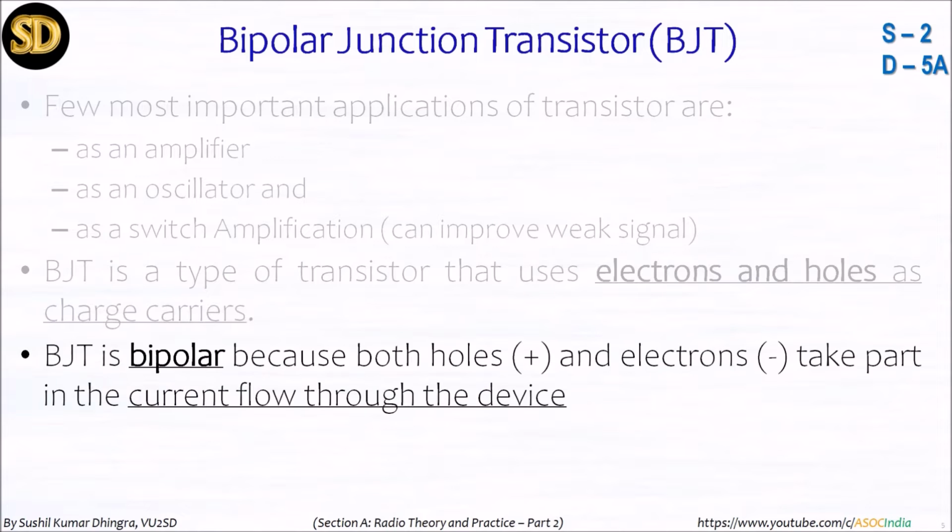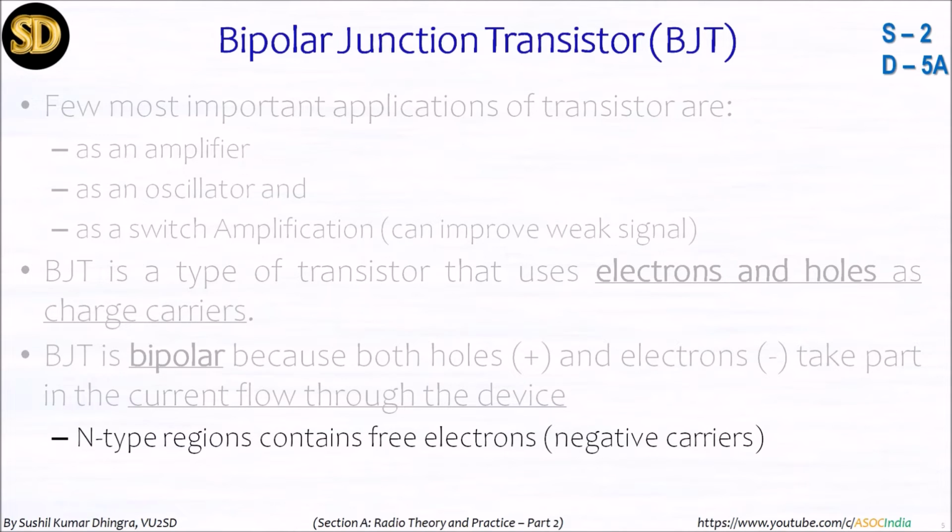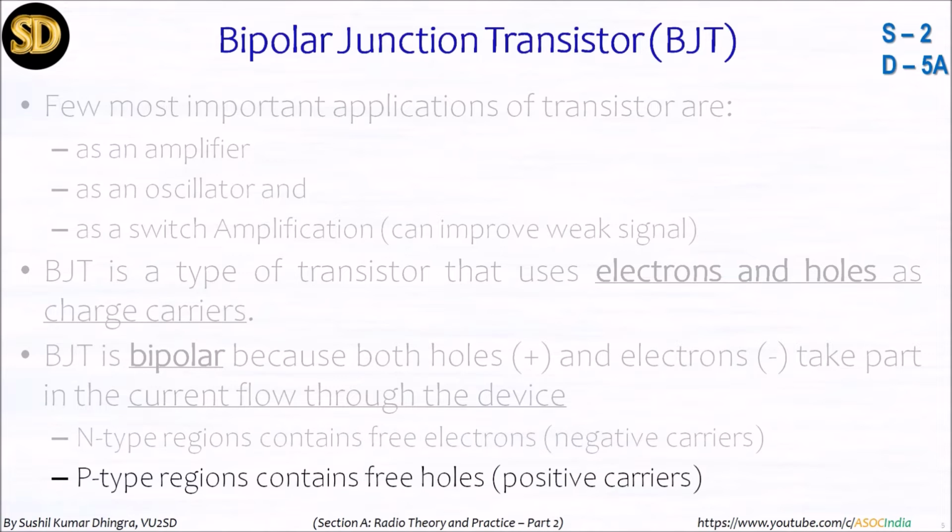BJT is a type of transistor that uses electrons and holes both as charge carriers. This is bipolar because it uses holes, positive carriers, and electrons, negative carriers, and both take part and flow current through the device. The N-type region mostly contains free electrons because N means negative carriers, and negative carriers are electrons. On the other side, P-type region means P positive, and positives are holes, and free holes are the main carriers in the P-type region.